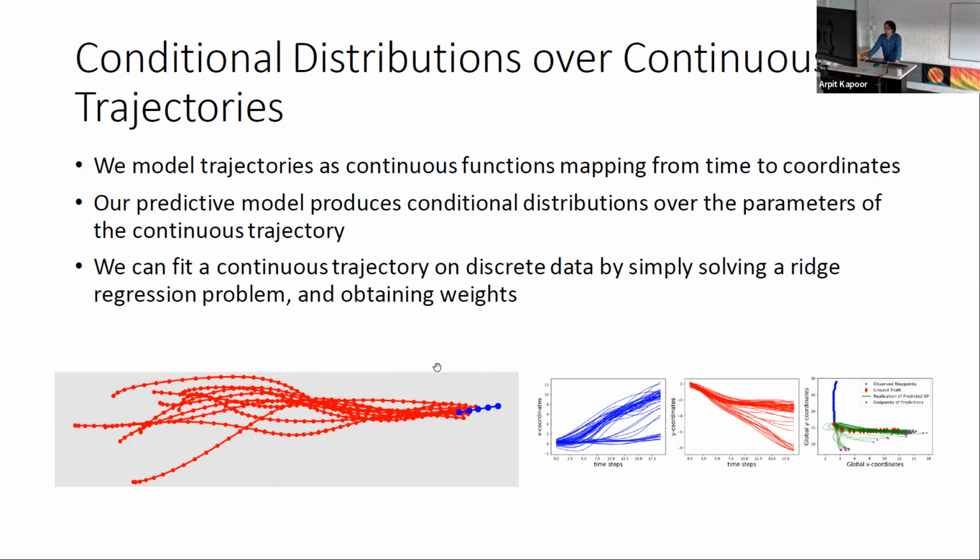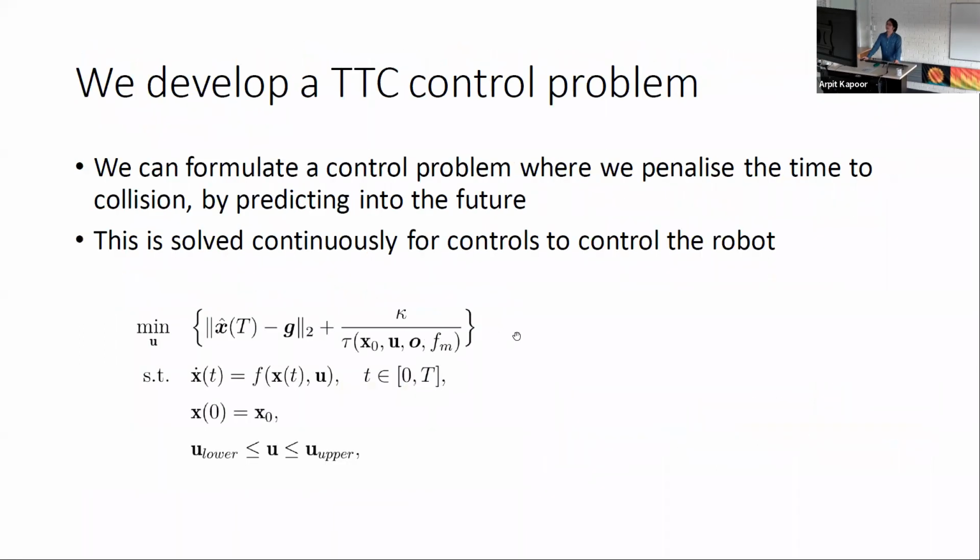Cool. Okay, now using these predictions, we formulate what is known as a time to collision controller. To go into details about this, we'll need to look at the paper, but to give you guys some intuition, you can basically formulate a control problem. Control problems are optimization problems where you have some sort of control cost and you have various constraints that come from, let's say, the kinematics of the robot.